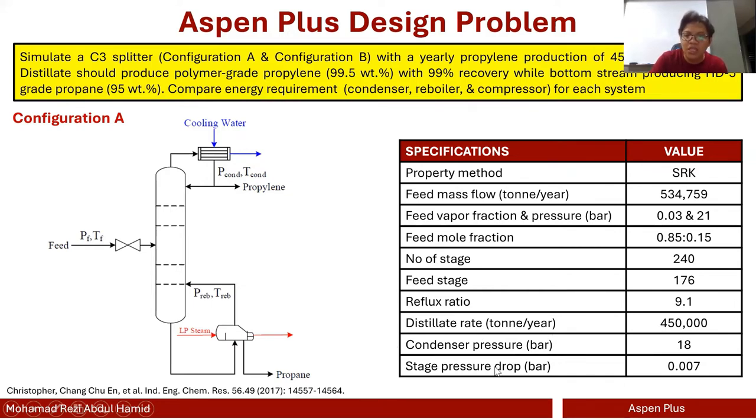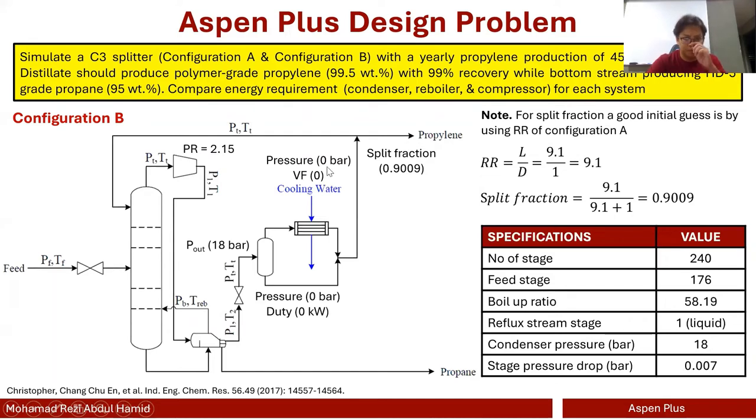Condenser pressure is 18 bar, and stage pressure drop is around 0.007 bar per stage. Since I have around 240 stages, the total pressure drop is around 1.68 bar. Okay, moving on to the second configuration.